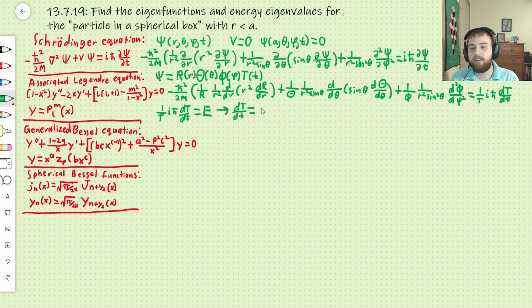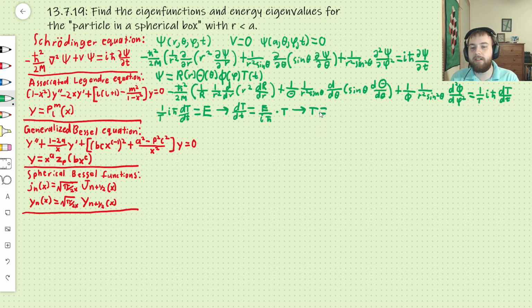equals E over i h bar, and this is times T. There's only one function that's equal to its own derivative times a multiple. This one is not a super difficult one to figure out.